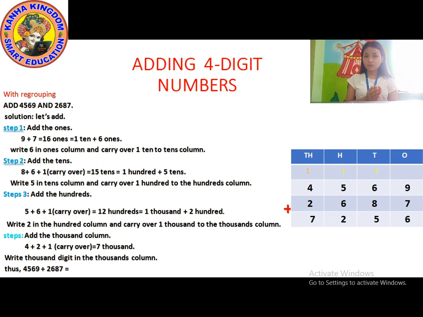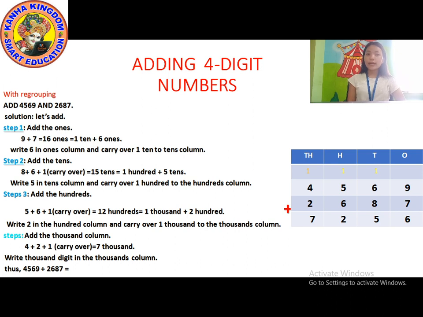6 is the digit which is present in the tens column. We take it from the number 4569, and 8 is the digit which is present in the tens column, and we take it from the number 2687, right? So step 2 is add the tens. We take two digits from both numbers which are present in the tens column, and we take 1 also. We are adding 1 also, because 1 is the carry over digit which we carried over in the first step, right?